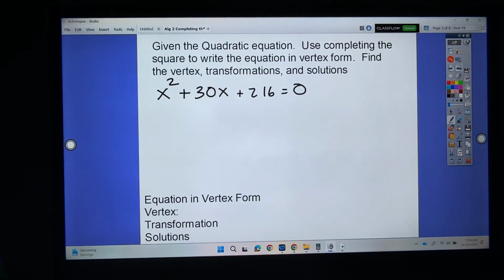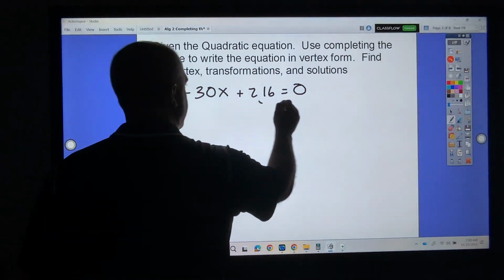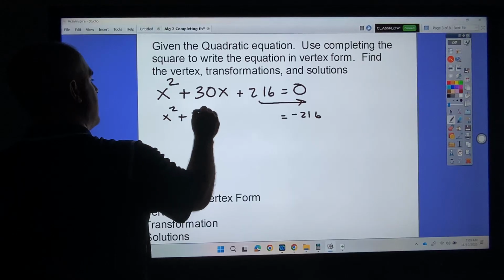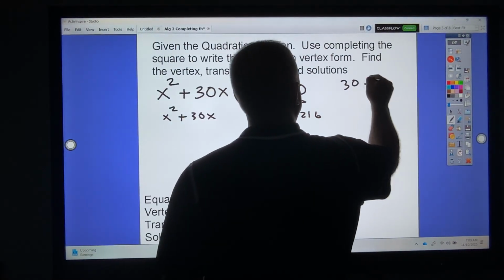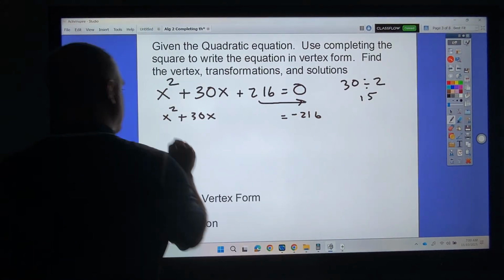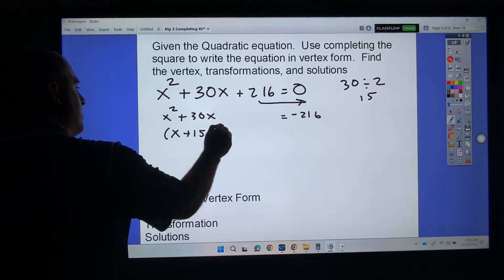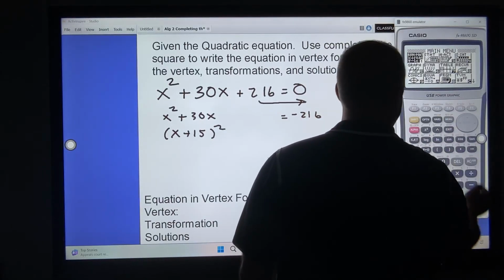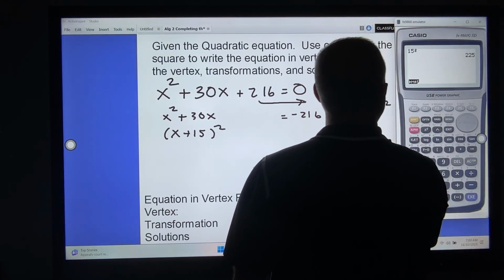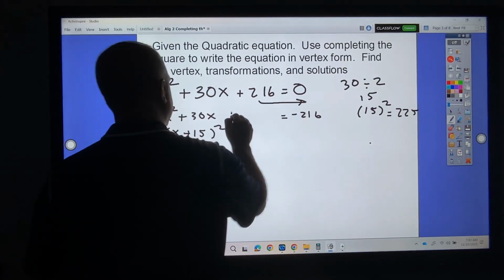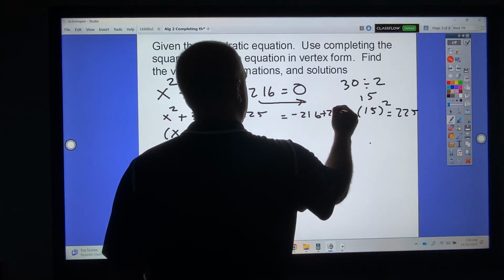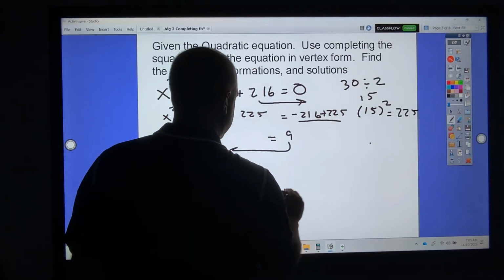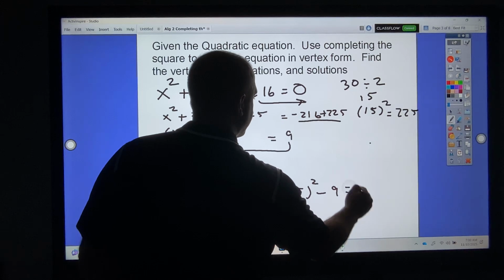We're going to do 3 or 4 more. I want to move this. That's -216. I got x squared plus 30x. I take 30 and divide it by 2. I get 15. So I'm going to do two things with that. x plus 15 squared. I'm also going to square 15. 15 squared is 225. So that's what I put on both sides. If I combine this, that's going to give me 9. And then I just move that back. So x plus 15 squared minus 9 equals 0.